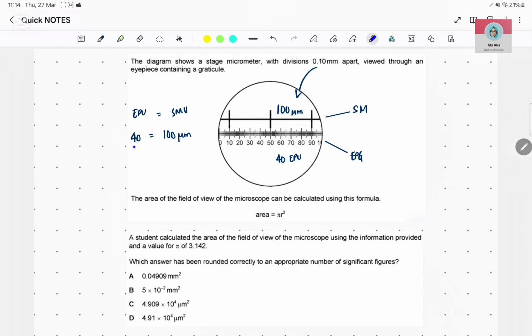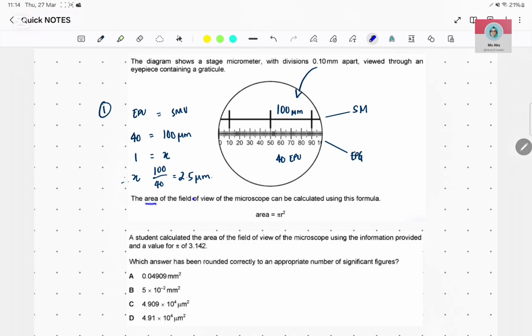So 1 eyepiece unit would be equal to X. What you can do is just cross multiply: 100 divided by 40. That should give you 2.5 micrometers.